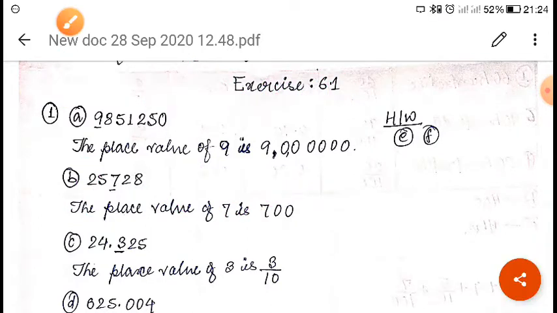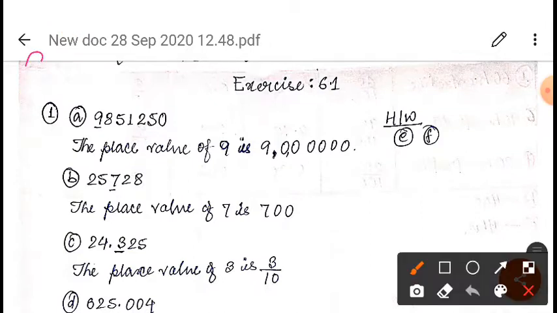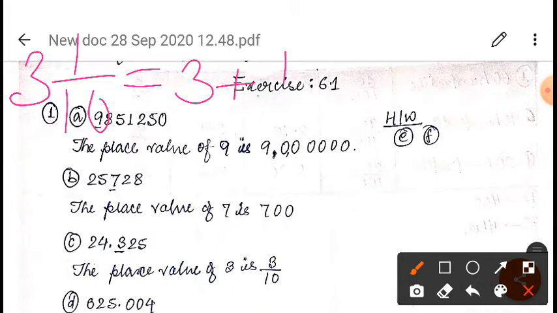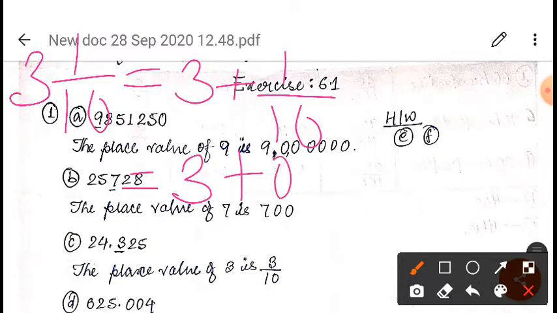Now first is mixed fraction as a decimal. How to convert a mixed fraction into a decimal? It is a very easy concept. Suppose we are given 3 and 1 by 10. We can write it as 3 plus 1 by 10. When you divide, you get 0.1, so at last we can write 3.1. We can convert like this. We will see more about this.